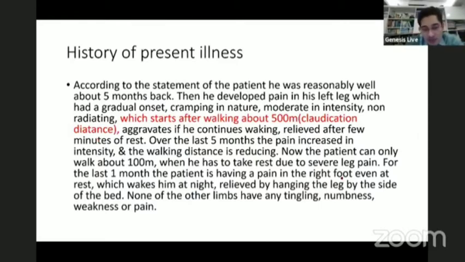For the last 1 month, the patient is having pain in the right foot. It should be right leg. I think it's better you write right leg also. It can be right leg as well, depending on where the pain is. Even at rest. Now, this is important.